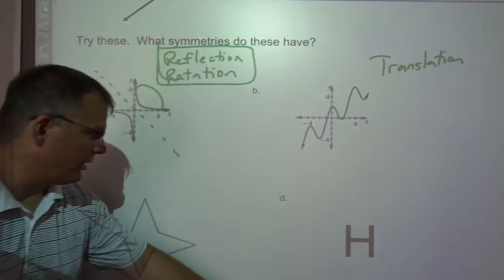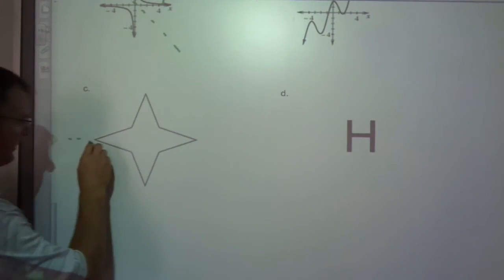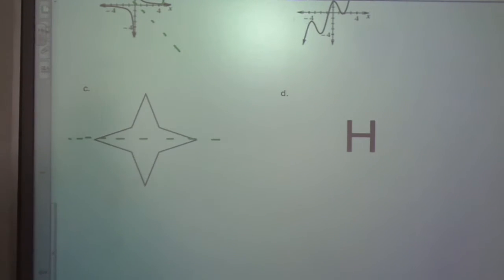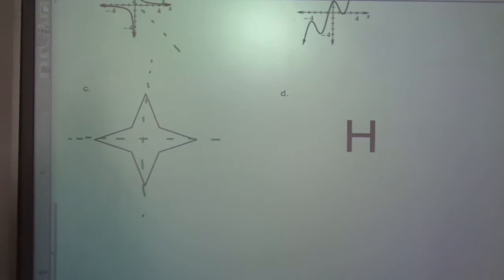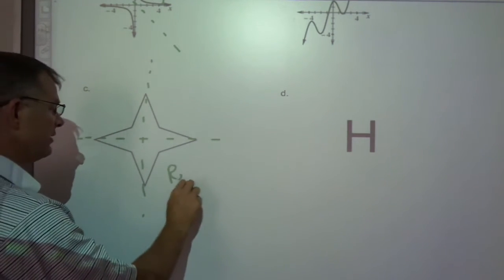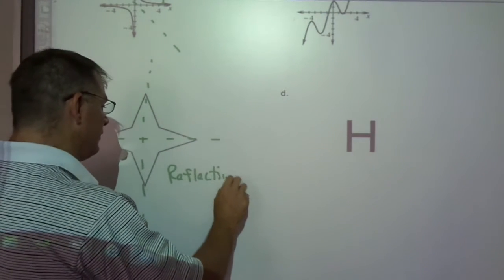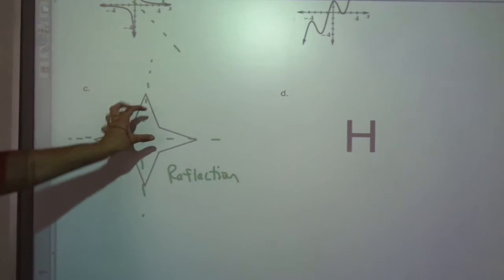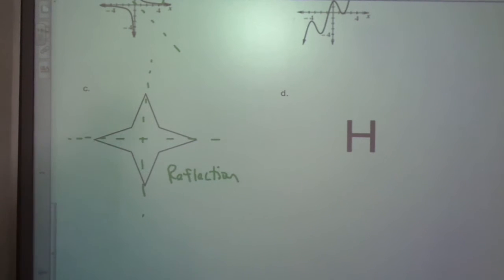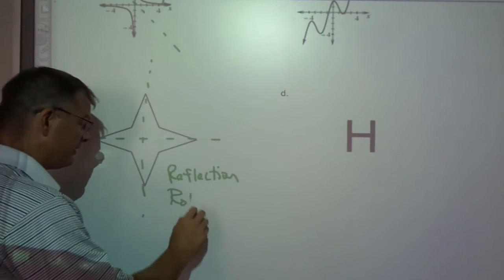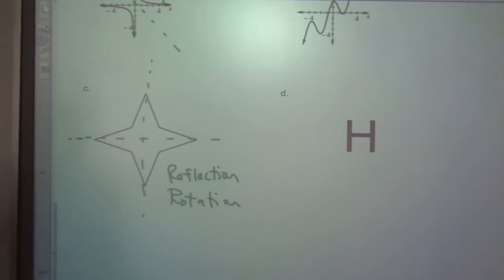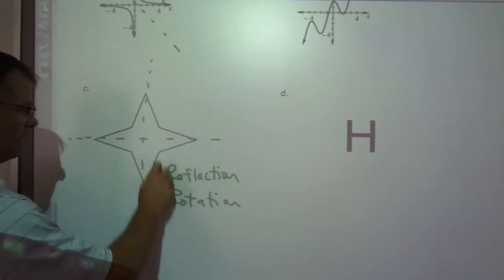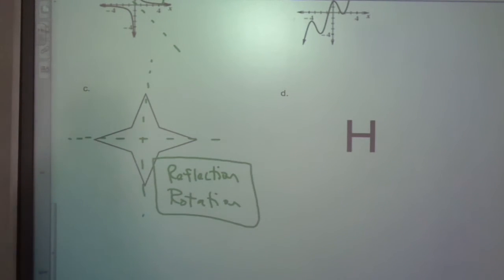Okay, how about this star? That line of symmetry here, could I flip it and get the same thing? Yes, I could. I could also do it like this. So this has reflection symmetry. How about rotation? If I twist it and turn it, would it end up being the same thing? Yes. How about translation? No, it's a polygon. It's not infinite. If I move it, it's now different. So these are the only two types of symmetry this has.